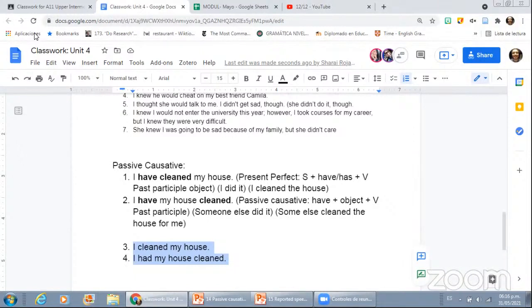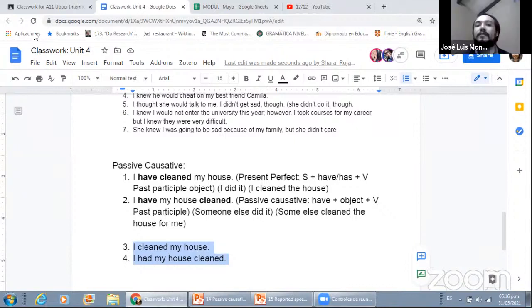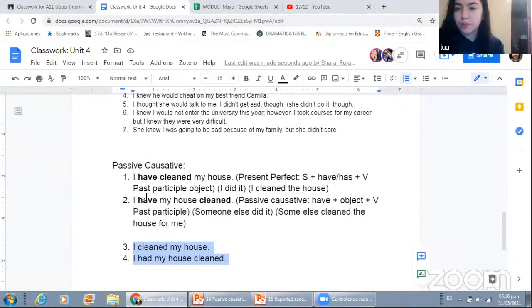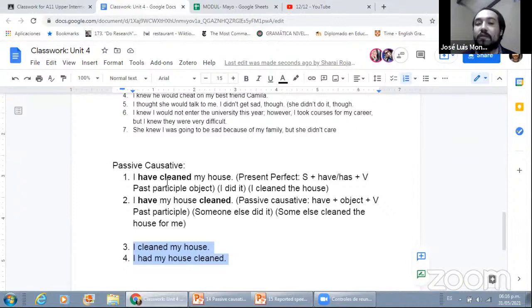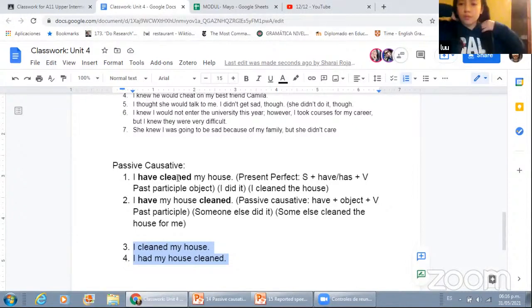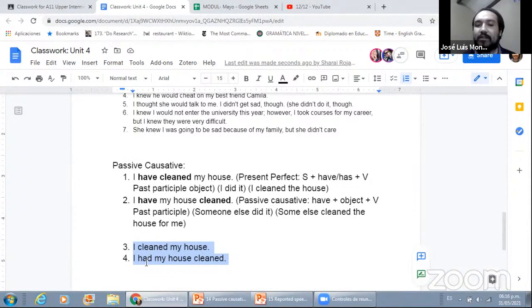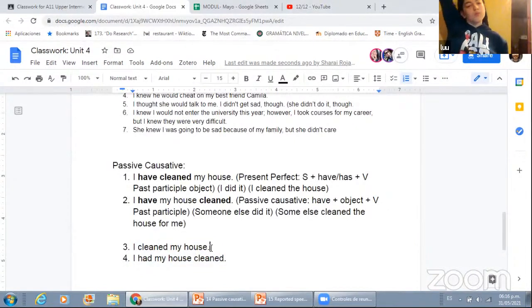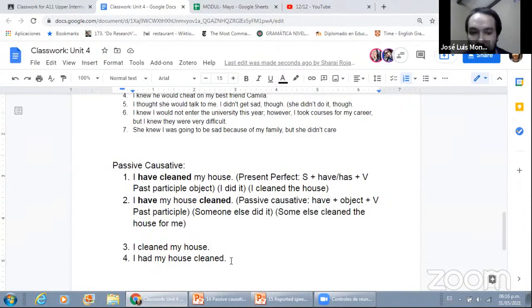Okay, teacher. I cleaned my house. I had my house cleaned. Thank you very much. So in the first one, I used the present perfect and this sentence in present because I wanted to show you that they are very similar. Have cleaned, have my house cleaned. But on number 3 and 4, I'm using past because actually the two sentences are in simple past. But the difference is the same, right? So can you tell me one more time, please, Luciana? Can you explain in your own words? What's the difference between sentences 3 and 4?